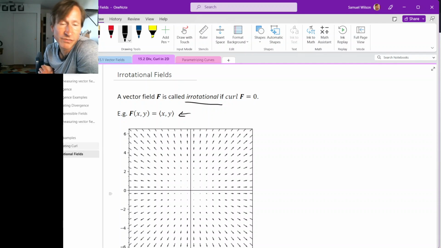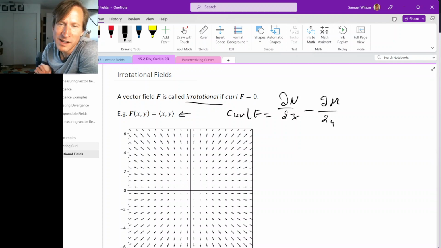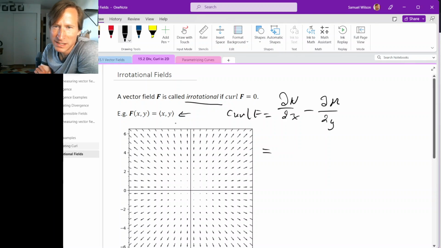Notice this is our standard radial vector field, and a radial vector field is as divergent as possible, so it would make sense that it should not curl. It seems plausible that this isn't going to have any curl, but let's calculate. So curl of F, remember that's partial n partial x minus partial m partial y. That's going to be this derivative, that's 0, minus this derivative, that's also 0. Sure enough, we get 0.